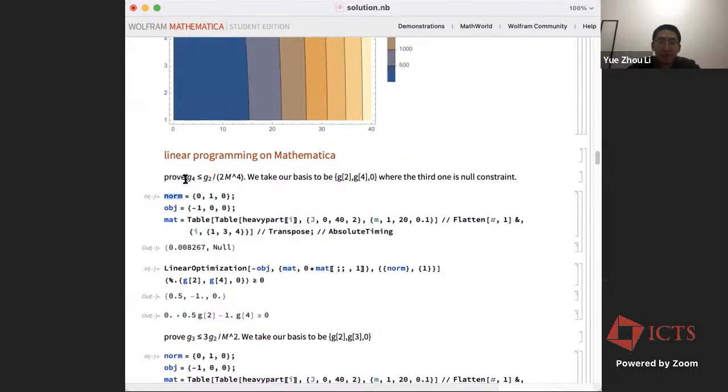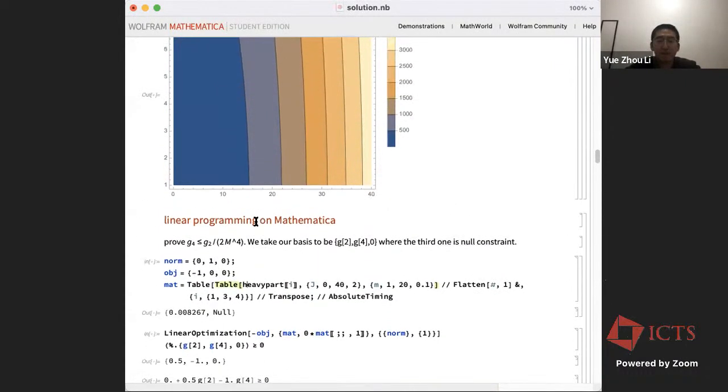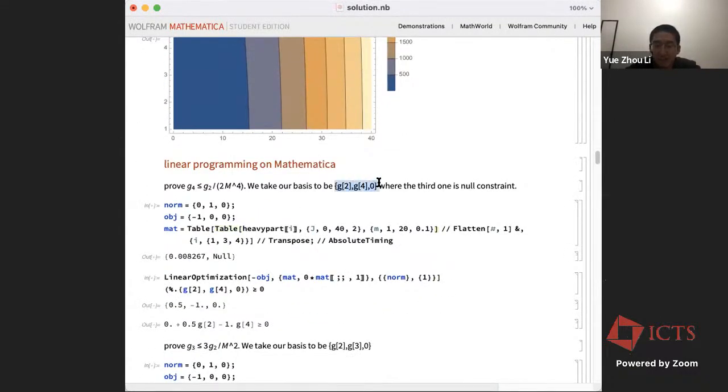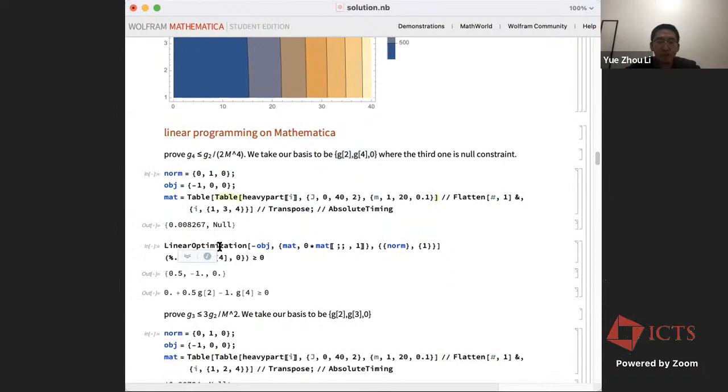We introduce the norm vector, which normalizes G4. And what we aim to minimize is this guy. And the positive condition we want to make sure is positive for all J, for all spin and mass, is just the heavy part of the same thing. It's just this thing, but evaluated at the heavy part. So we just use linear optimization, just the format that I just introduced. We minimize this thing subject to a dot b plus something is positive and something is precisely zero.